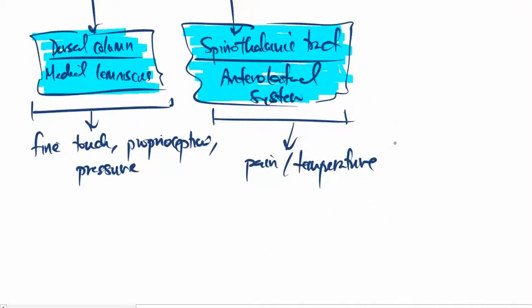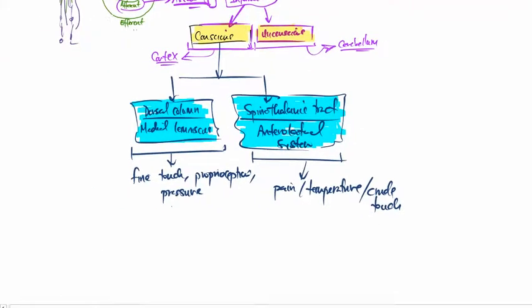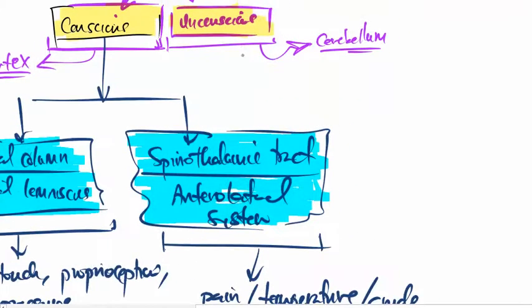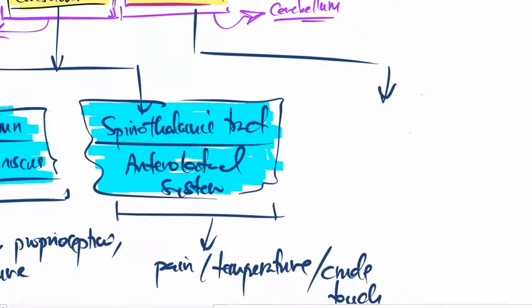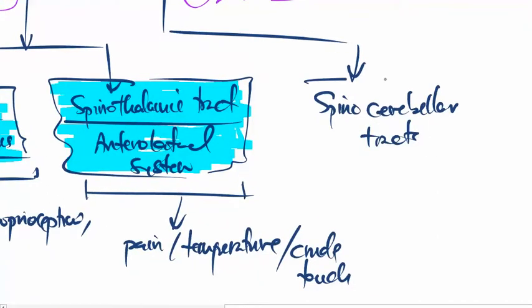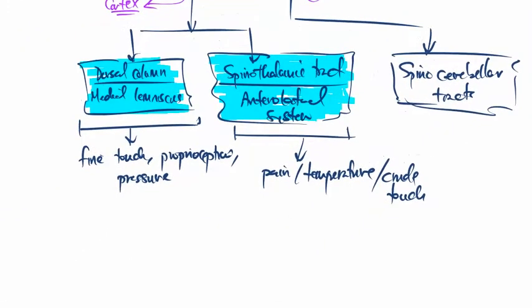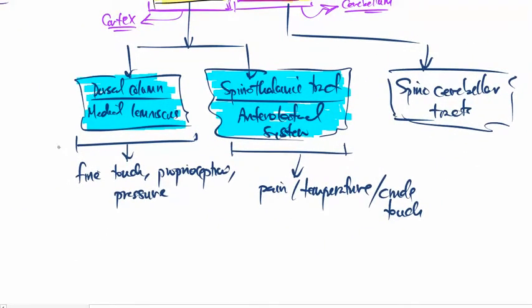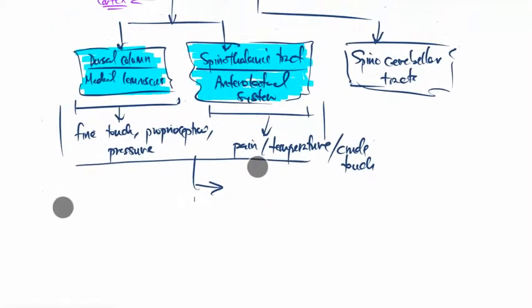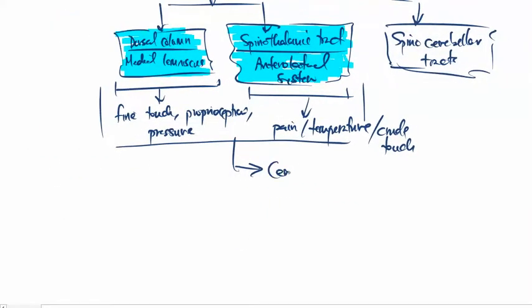This is also crude touch. Crude touch as well. Cool. And then for the unconscious, we're going to have the spinocerebellar tracts. All right, so at the end of the day, these two are going to go all the way up to your cerebral cortex.